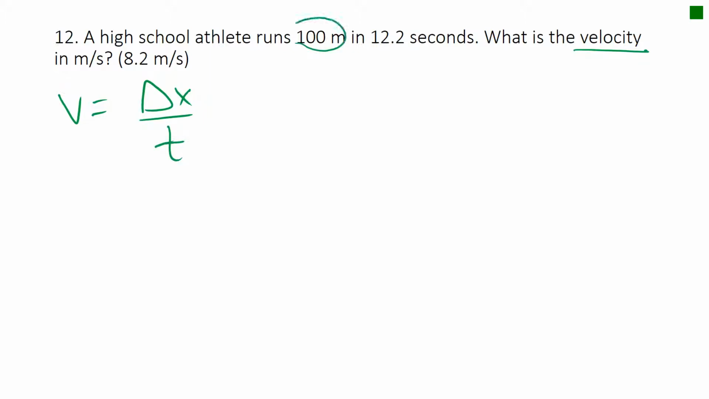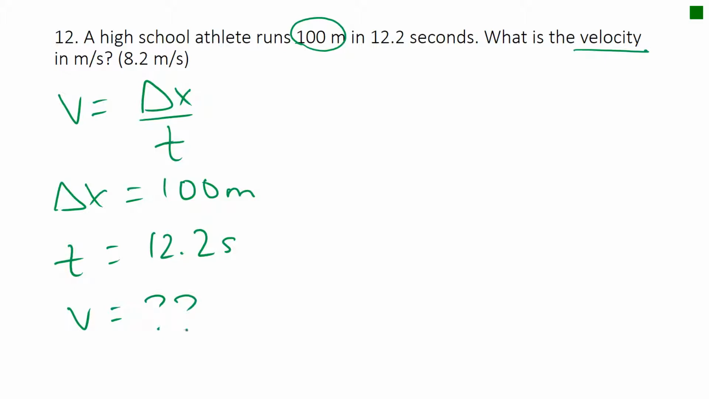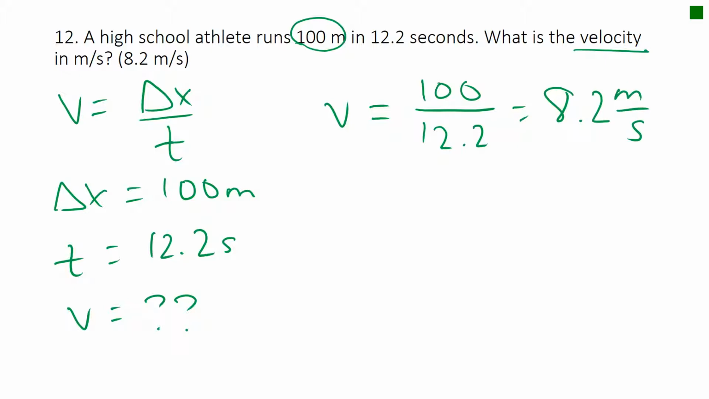So this 100 meters represents the change in position. So delta X is 100 meters. Time is 12.2 seconds. We're looking for velocity. So we're going to have V equals 100 divided by 12.2, and so that should equal 8.2 meters per second. Just a general chug and plug, doesn't get any simpler than that.